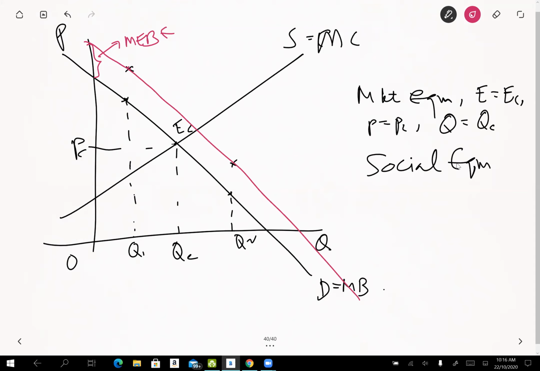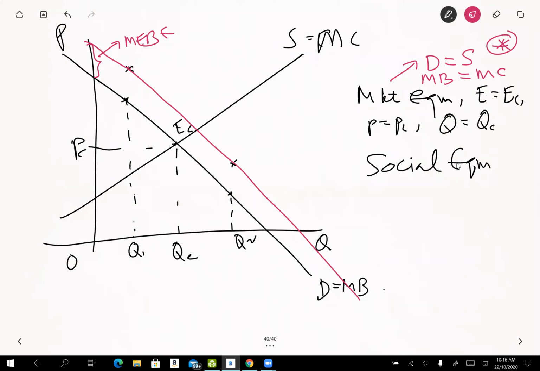Now, for the social equilibrium, when you take into account the MEB, the equilibrium will be what? The equilibrium would be, I forgot something here. The market equilibrium: demand equals supply, or the marginal benefit equals marginal cost. Okay, this condition here is very important. How you got the equilibrium.